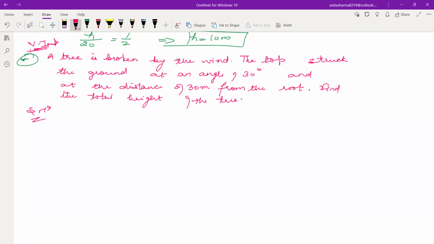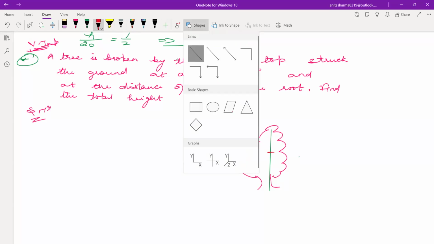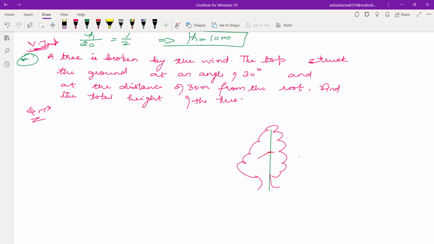The tree is visible, and it vertically stands on the ground. Suppose it is broken from here. Now it struck the ground like this, which is 30 meters away from the root. This is the tree root. This is 30 meters.